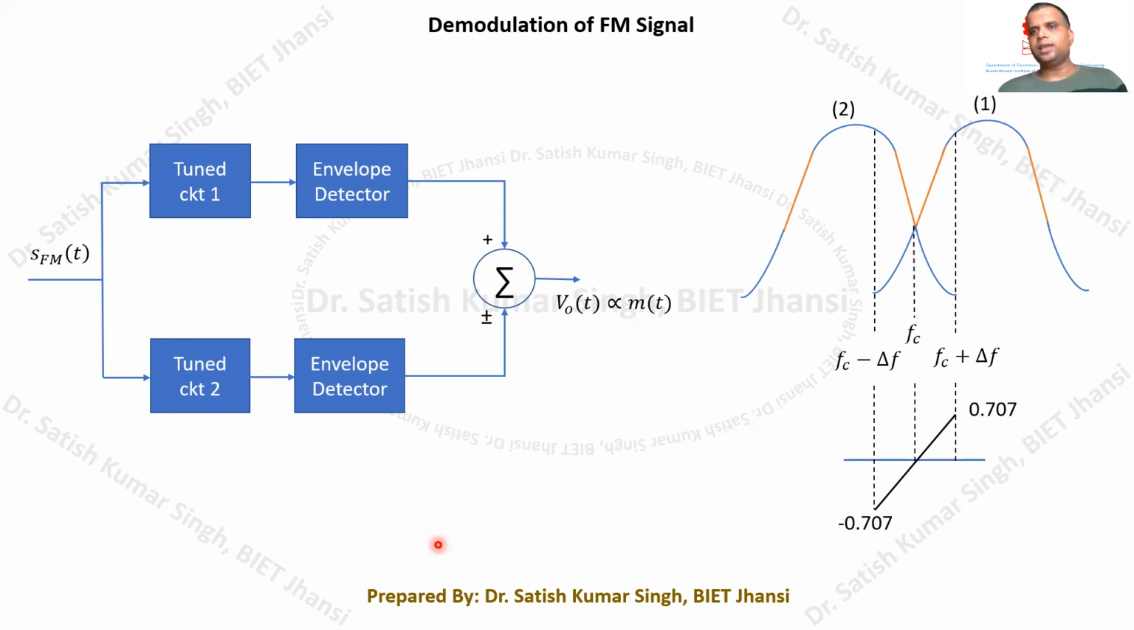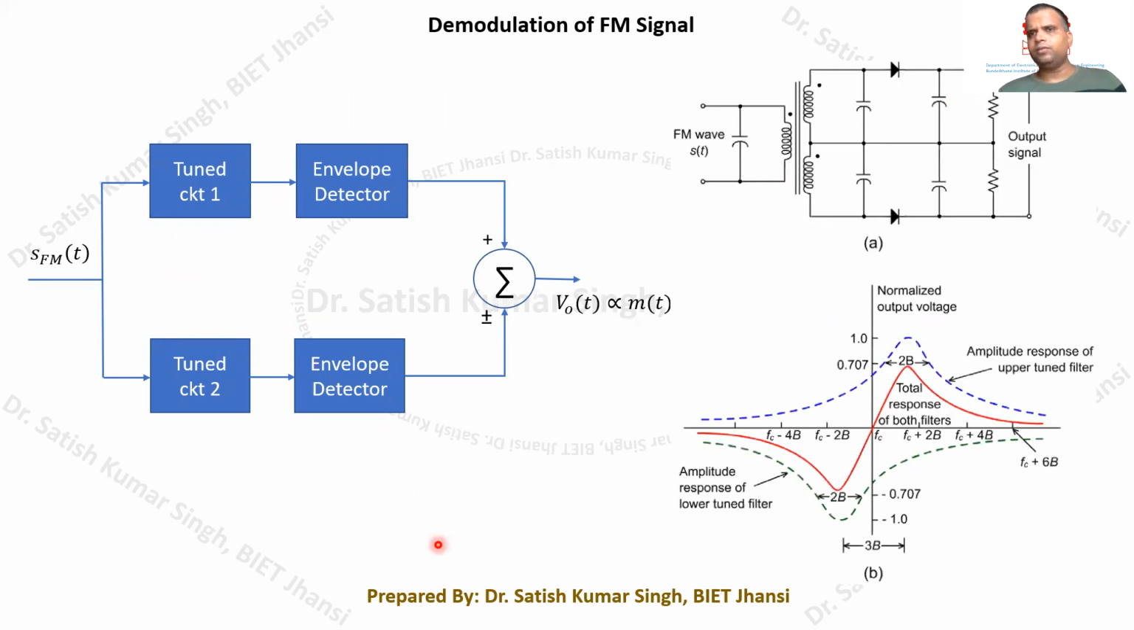A similar circuit again, you can see, we can have this type of circuitry. This is the basic circuit in which the first part is our tuned circuit, made up of inductances and capacitances, followed by an envelope detector. This is again a tuned circuit, the second tuned circuit, and another envelope detector. And then we are going to get the final output at this point.